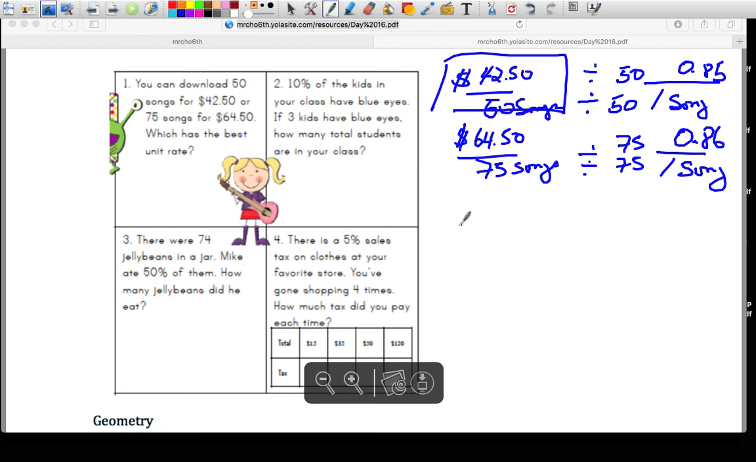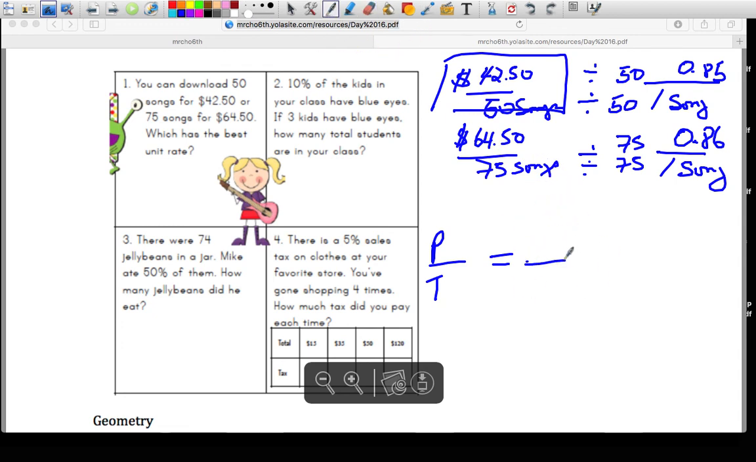10% of the kids in your class have blue eyes. If 3 kids have blue eyes, how many total students are in your class? Well, let's set up a proportion. Remember, it was part over total, a percent over 100.